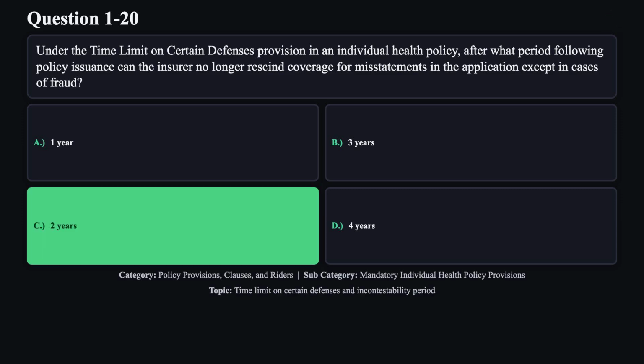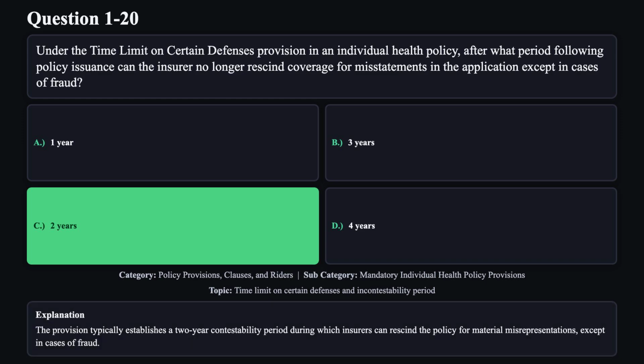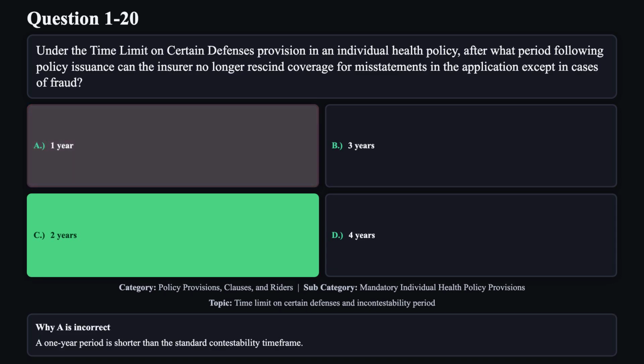The correct answer is C. The provision typically establishes a 2-year contestability period, during which insurers can rescind the policy for material misrepresentations, except in cases of fraud. Reason A is not correct.